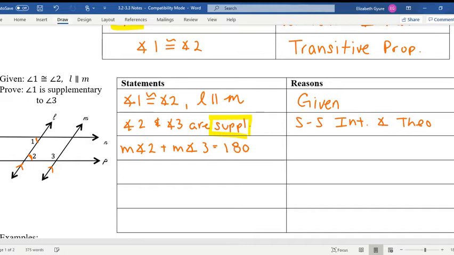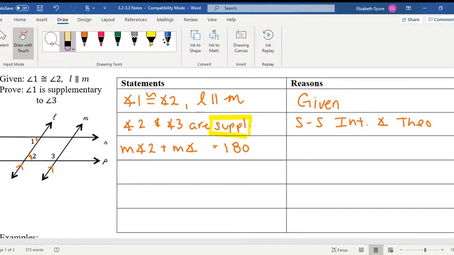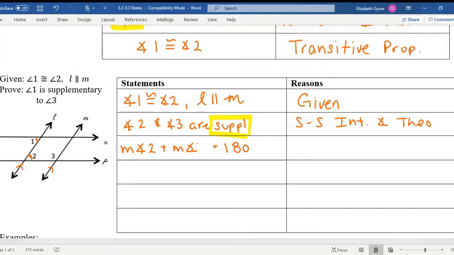This was a common mistake on your chapter 2 quiz. What lets you do that? What lets you say that if angles are supplementary, then they have a sum of 180? Logan? That is the definition of supplementary angles.